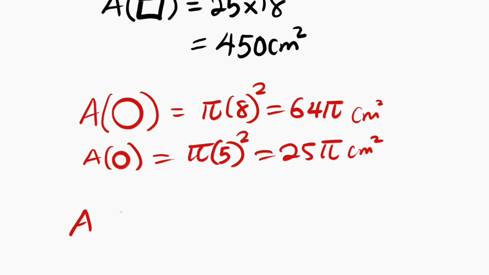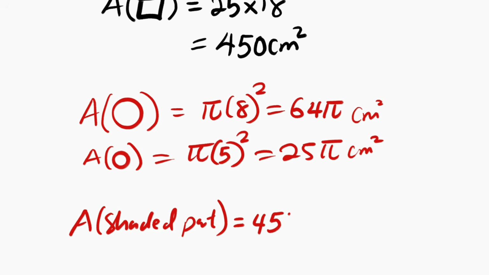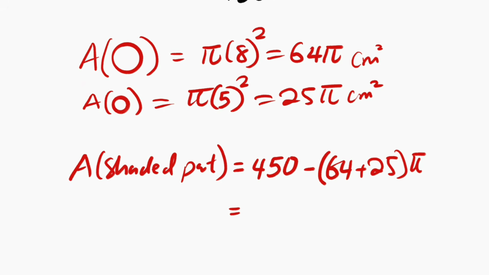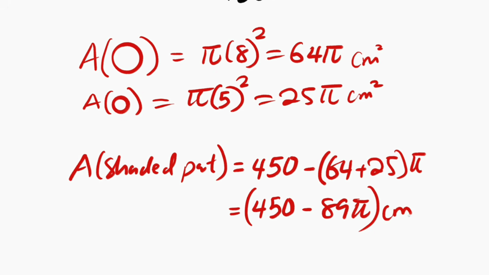Therefore, the area of the shaded part will be equal to 450 minus the sum of these two areas, 64 plus 25 pi, right? And what is 64 plus 25? This is going to give us 89, right? So this is 450 take away 89 pi centimeter squared. So this is the area of that shaded region.